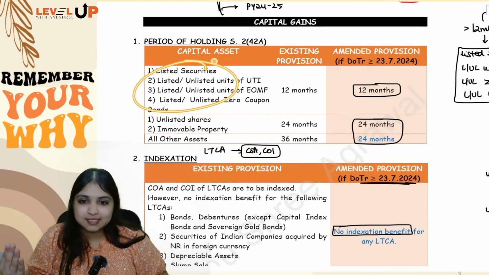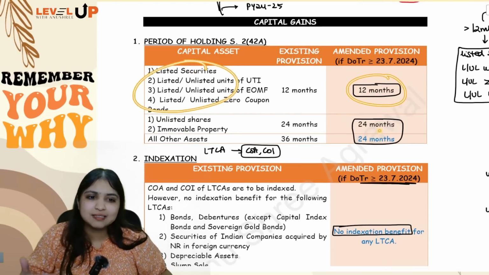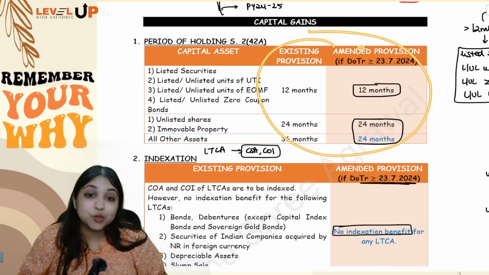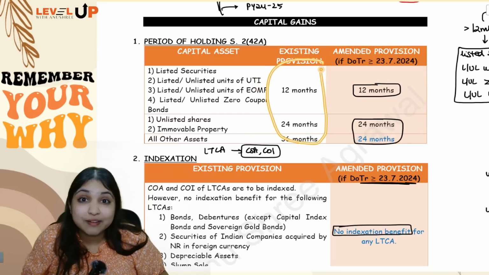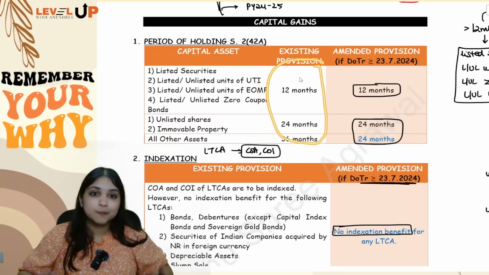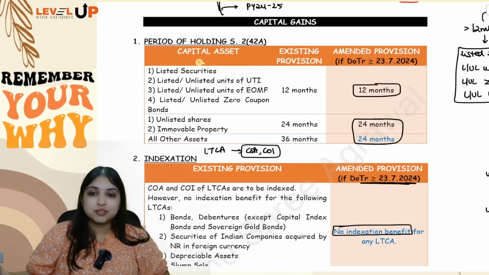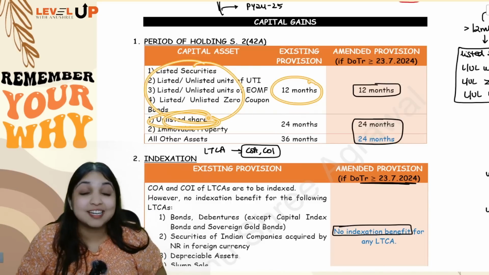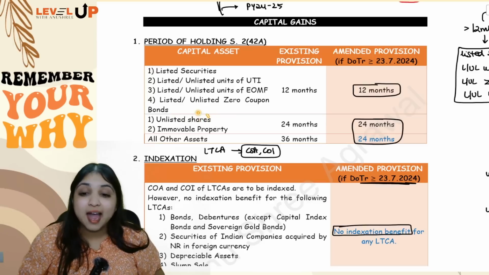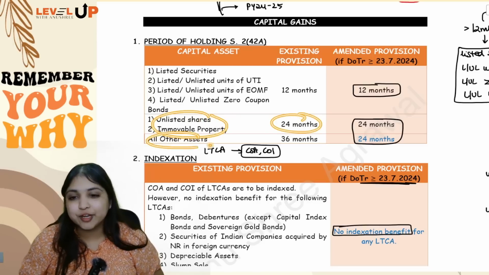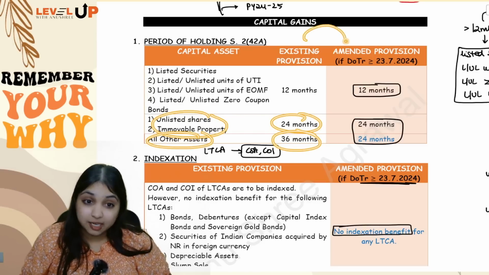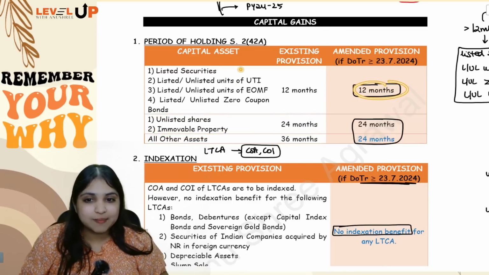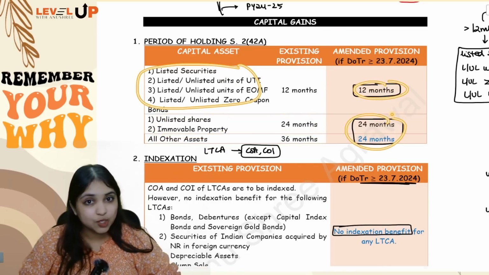So periods of holding you have only 2. For 4 assets, 12 months. For everything else, 24 months. But you have to remember both the provisions, because before 23rd July 24 you have 3. Earlier, for these 4 assets, 12 months. For unlisted shares, not unlisted securities, unlisted shares and immovable property, 24 months. For everything else, 36 months. But if the date of transfer is on or after 23rd July 24, then 12 months for these 4 assets. For everything else, 24 months.